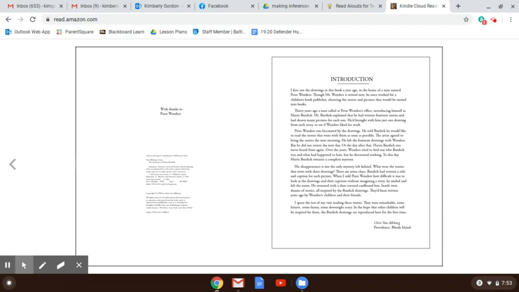His disappearance is not the only mystery left behind. What were the stories that went with these drawings? There are some clues. Burdick had written a title and caption for each picture. When I told Peter Wenders how difficult it was to look at the drawings and their captions without imagining a story, he smiled and left the room.